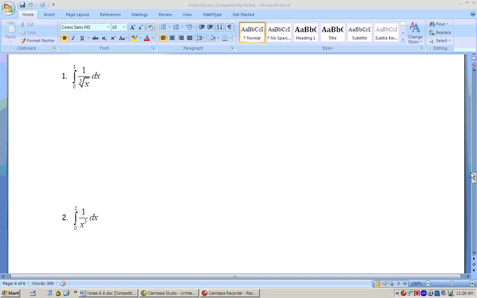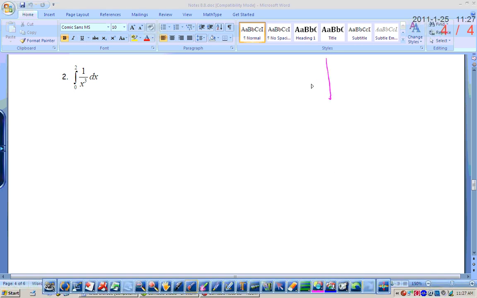Where's your asymptote on number 2? At 0, once again. And this time, we're integrating between 0 and 2. And who knows what that graph looks like? I mean, it could look something like this. But I know that as that graph approaches 0, it's approaching that asymptote.